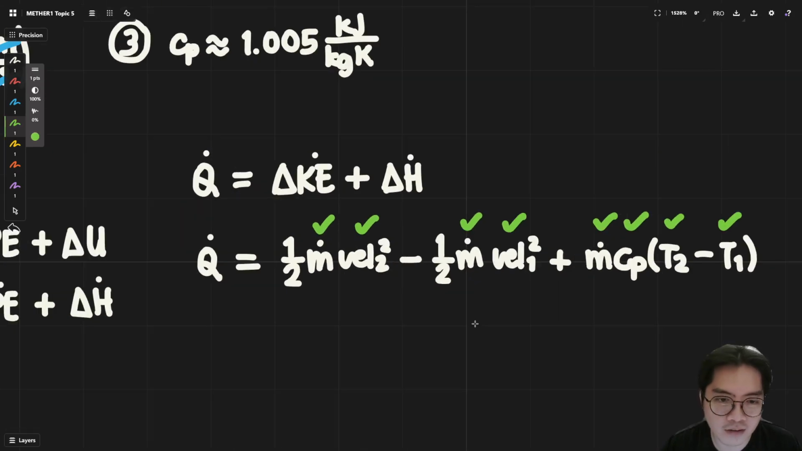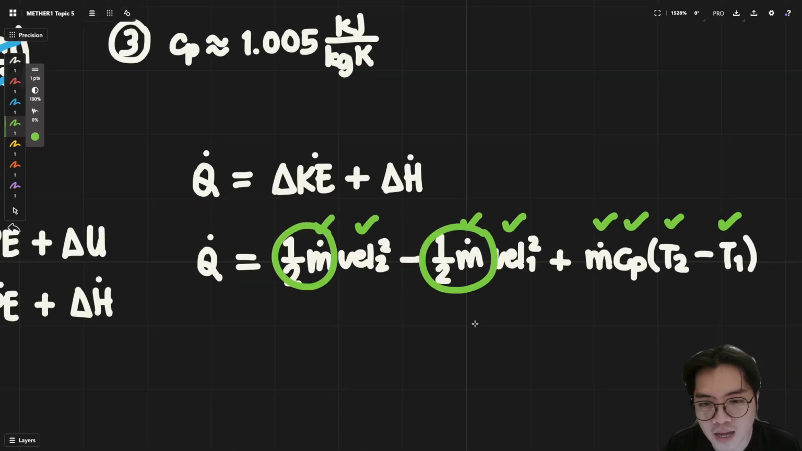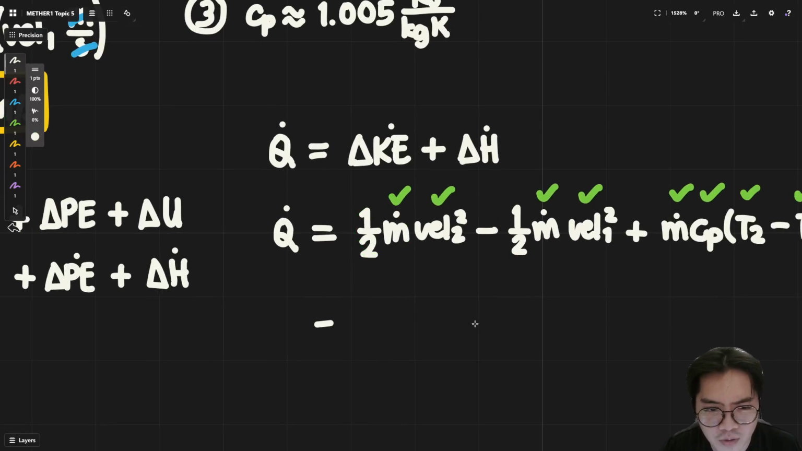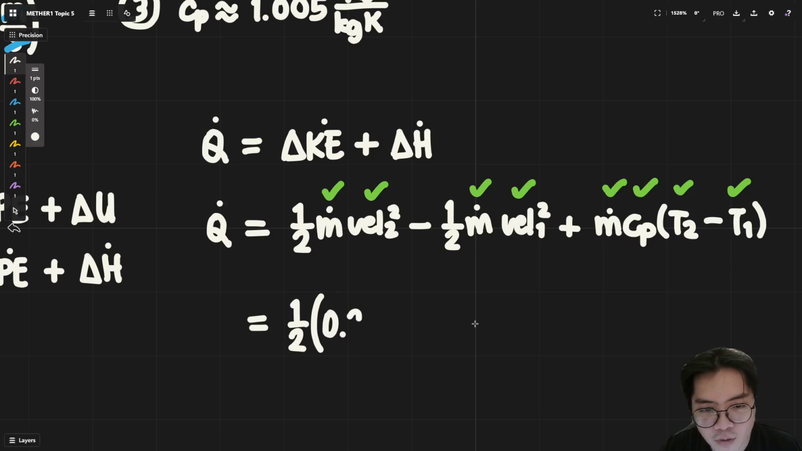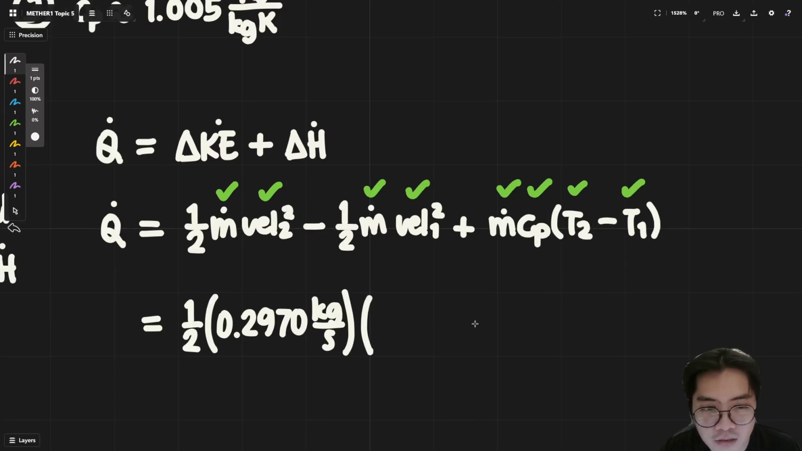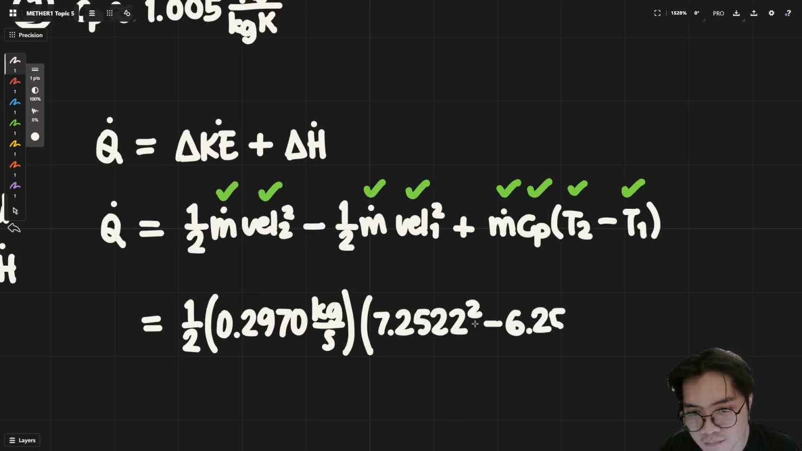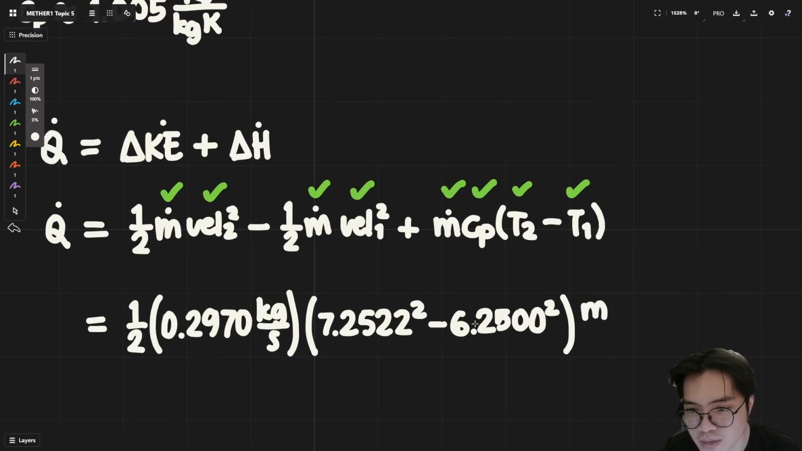But then, you can see in here, 1/2 m dot, 1/2 m dot, you can actually just group them together so that it's easier when you're going to compute. Your m dot is going to be 0.2970 kilograms per second. And then this is going to be vel2 squared: 7.2522 squared minus 6.2500 squared. This is now meter per second, but then you square it, so it's meter squared per second squared.